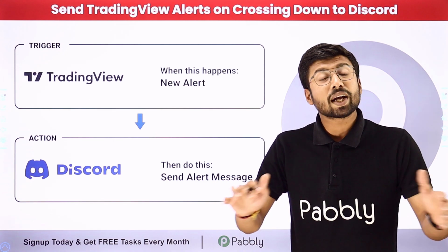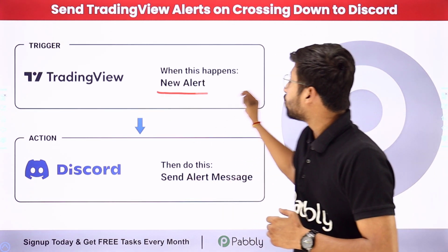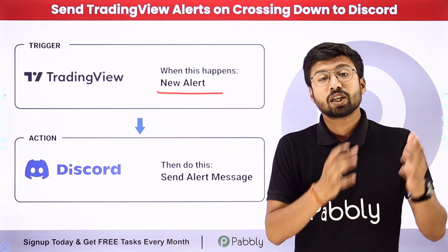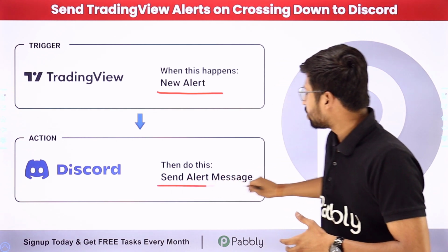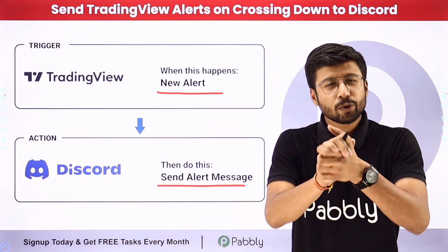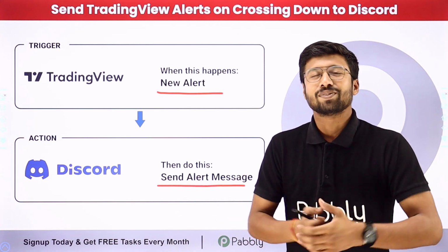So let me tell you, you can completely automate this process. In this automation, as we are going to get a new alert in TradingView for any crossing down stock or index, we are going to send that same alert message on our Discord channel. Now, if you want to learn how you can set up this automation all by yourself, for that, you just have to come with me to my screen.